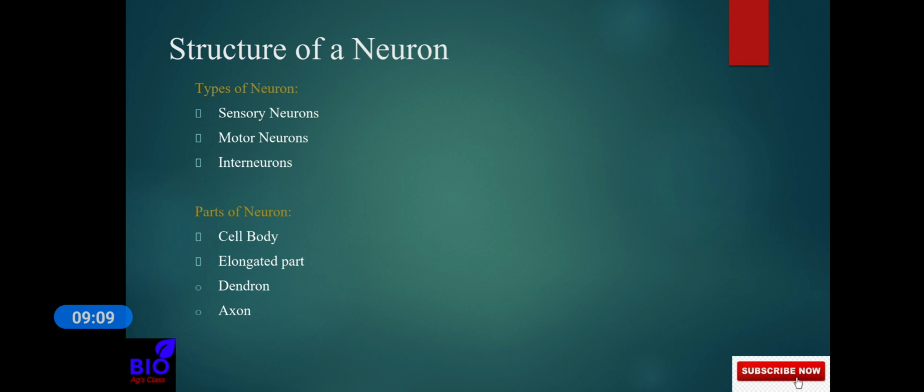So what are motor neurons? Motor neurons play a role in movement, including voluntary and involuntary movements. These neurons allow the brain and spinal cord to communicate with muscles, organs, and glands all over the body.